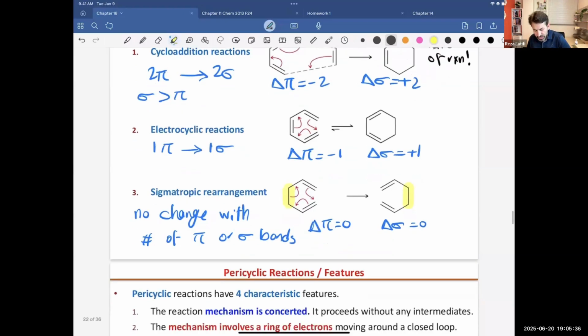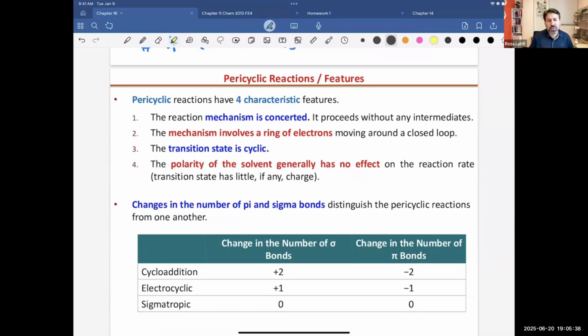Let's review the common characteristics of pericyclic reactions. One, the reaction is concerted. What does it mean? It means the reaction happens in one step. If it happens in one step, there is only one activation energy. We are not going to have two or three of them. Also, there will be no intermediate. So: one activation energy and no intermediate.